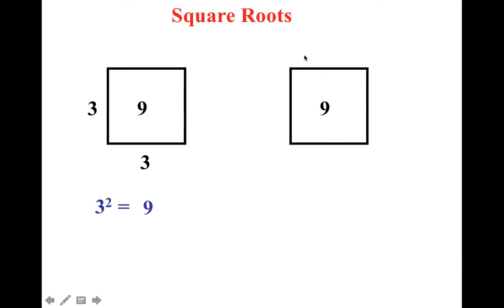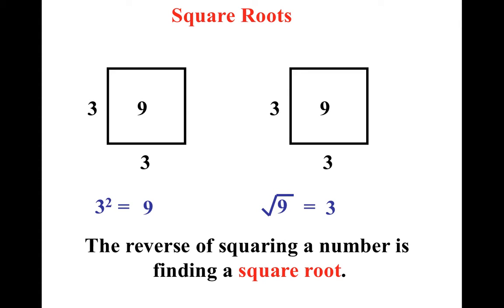Now what if I gave you a square and told you there were 9 blocks on the inside and you knew that both sides were equal? So I'm asking you what two identical numbers multiply together to get you 9? And the answer is 3 and 3. So the square root of 9 is 3. So the reverse of squaring a number is finding the square root.